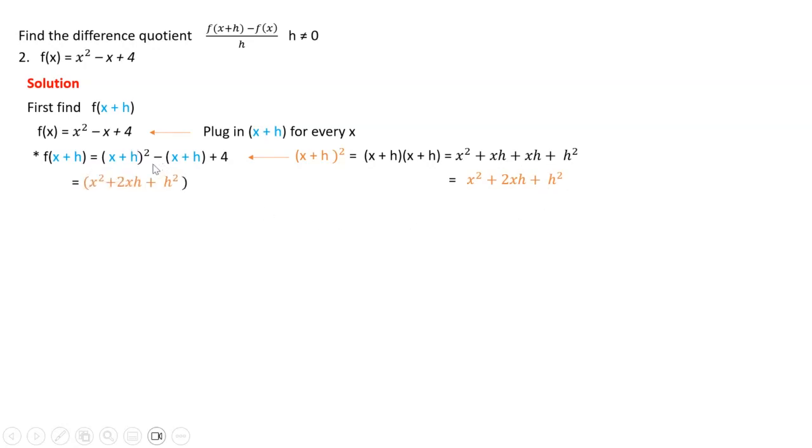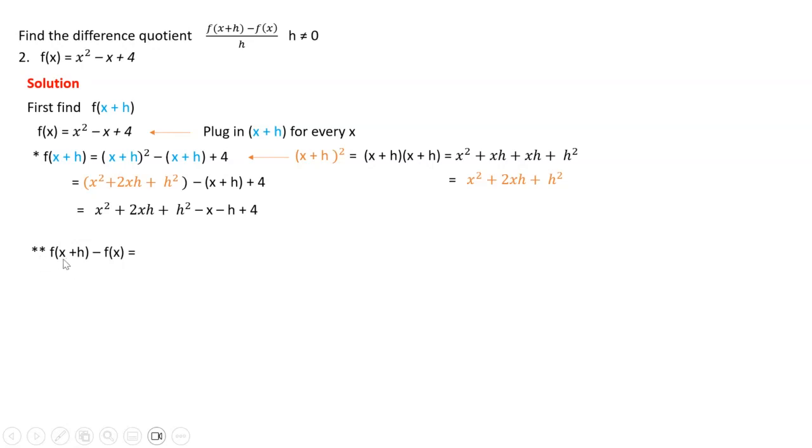Now here I'm going to distribute the negative sign. Negative times x will give us negative x. So it'll be negative x minus h plus 4. None of these terms can be simplified because they're not like terms. So this is the first step, finding the f of x plus h.